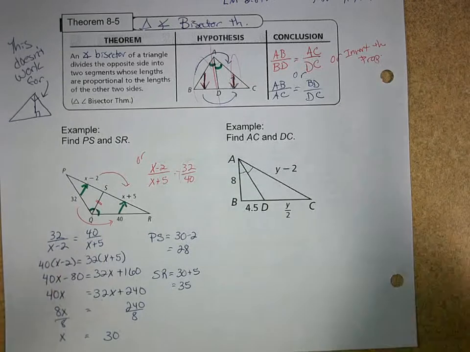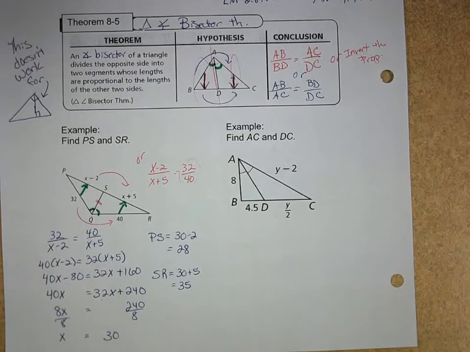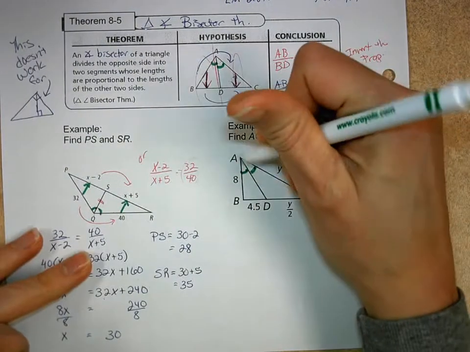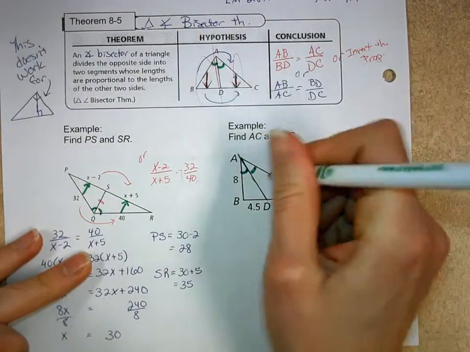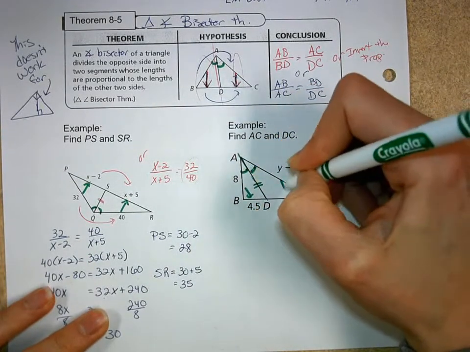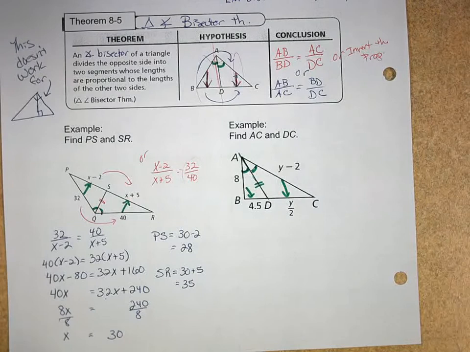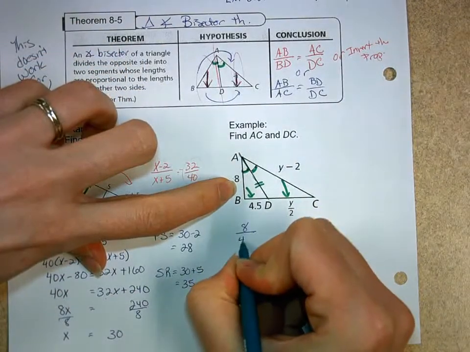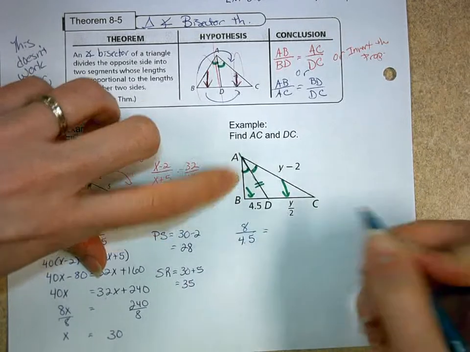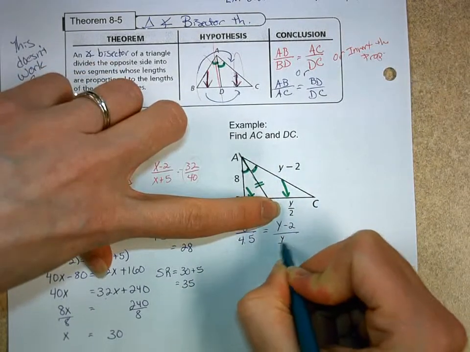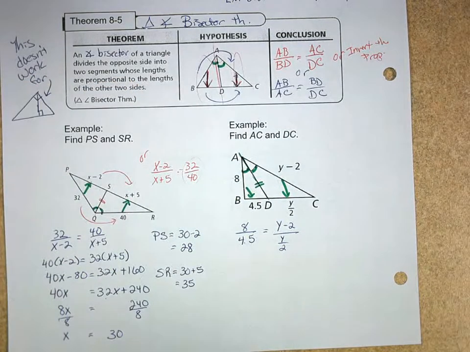And again, I'm going to go back to the way before, is I kind of like remembering, oh yeah, that's an angle bisector, so this is a divider for me right here. And I'm actually going to divide it like an equal sign. That means these two are going to have to go together, and those two have to go together. And I'm just going to say, okay, I'm going to go top bottom. 8 is to 4.5 as y minus 2 is to y over 2. Ooh, fraction, panic attack.